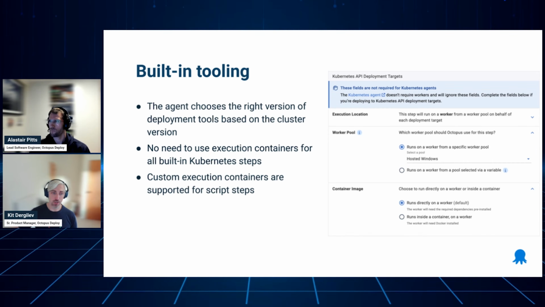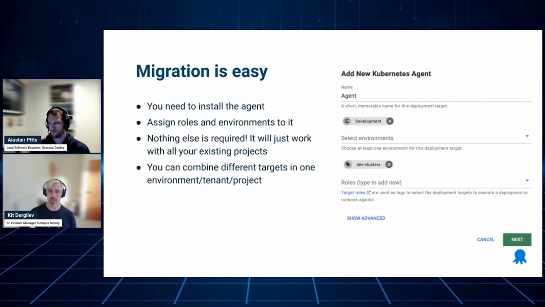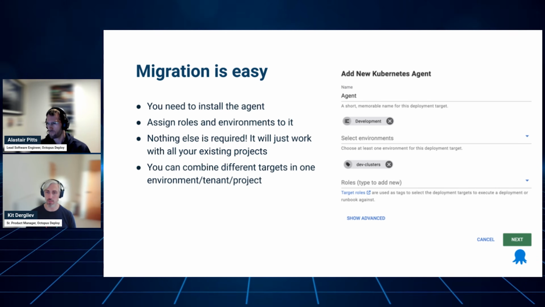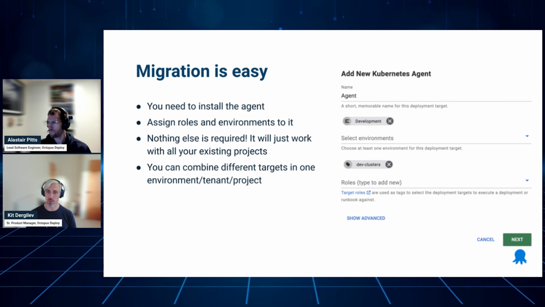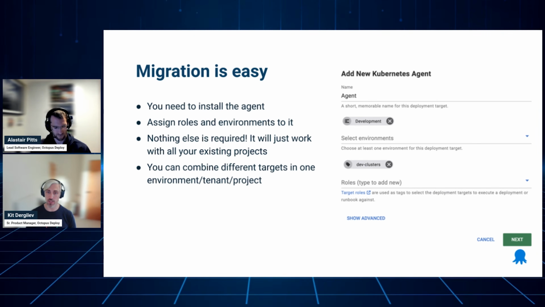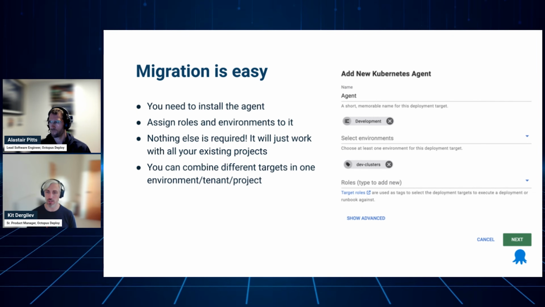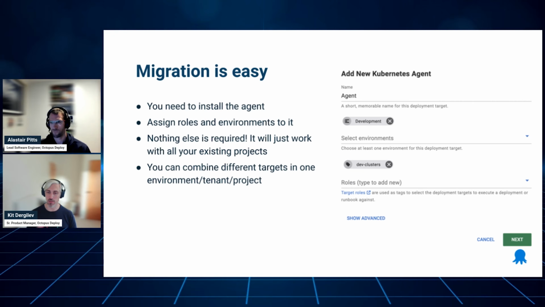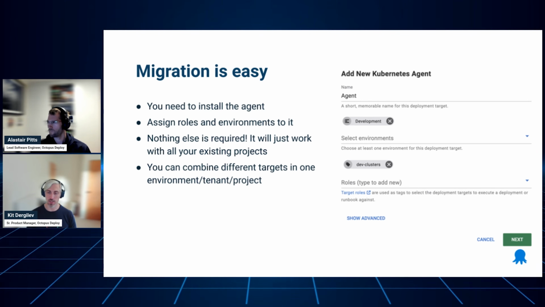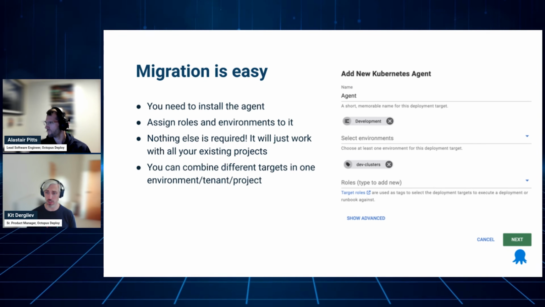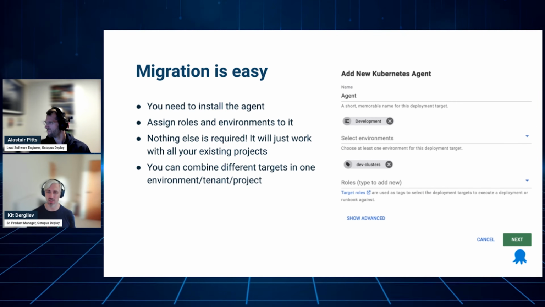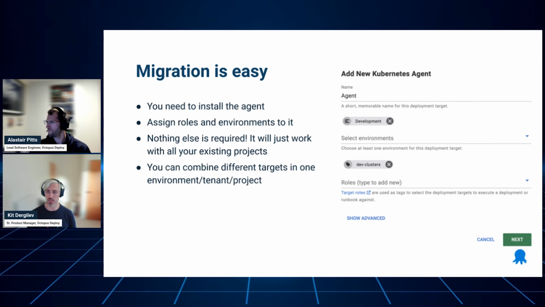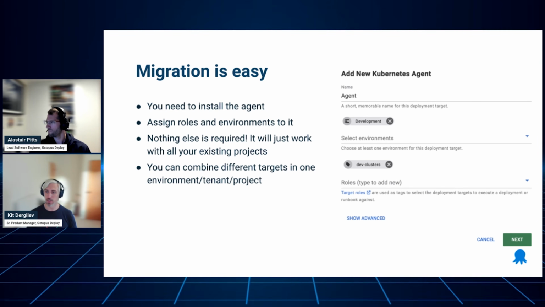And finally, which might be a good surprise, there is no need to migrate. If you have a process and a project set up in Octopus, and you already have your roles and environments configured, you can just add the agent, give it the same environment and role, and press the deploy button. Octopus will do exactly the same. No need to change your steps. It will just deploy to the cluster, and that's it. You don't need to go back and change your project. You don't need to do anything with variables. So literally just add the agent, and that will work.